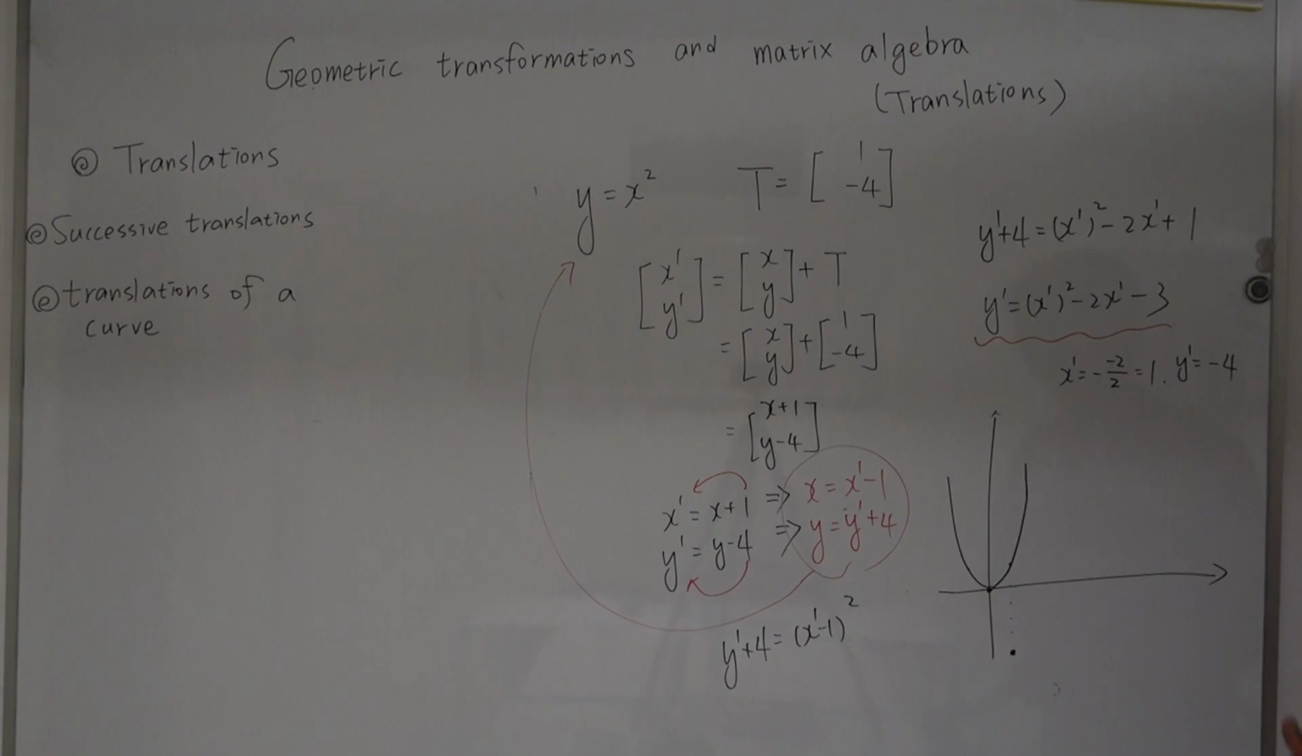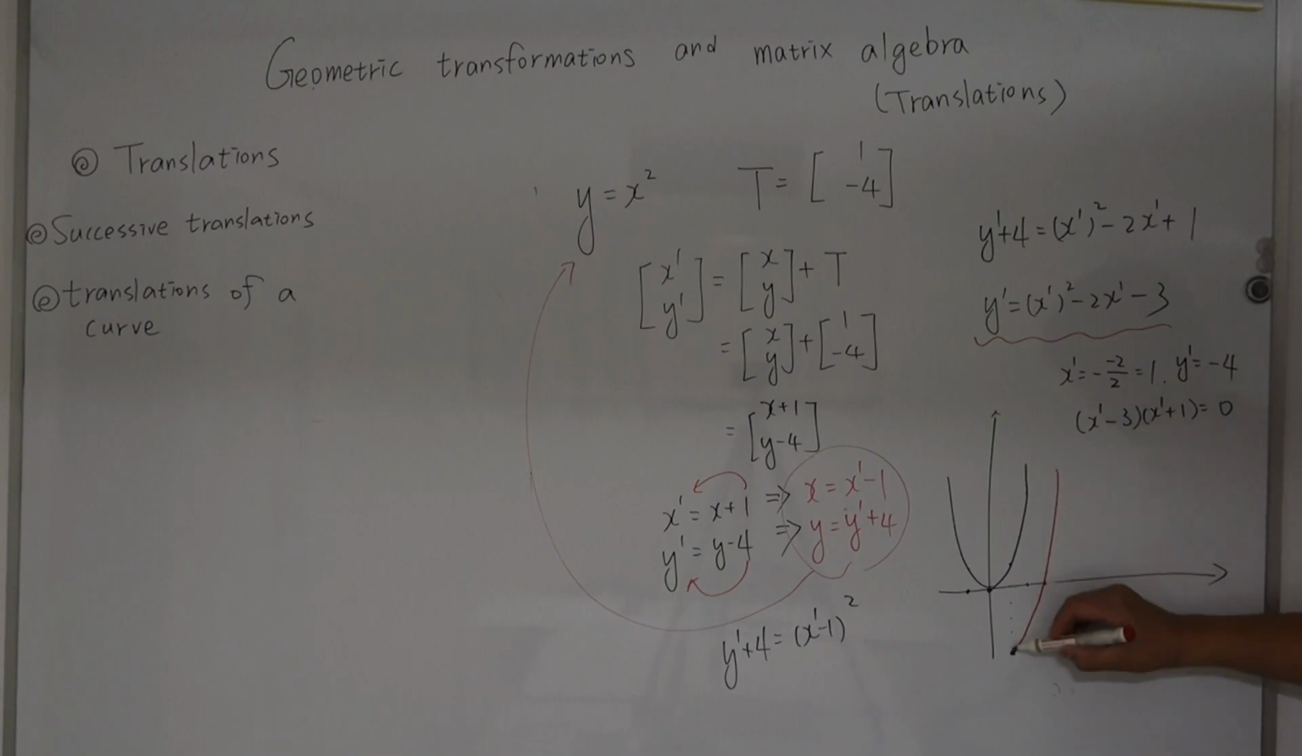Okay, the x-intercept: this one equals 0, so x' squared minus 2x' minus 3 equals 0. So I get (x' minus 3)(x' plus 1) equals 0. Therefore I get x-intercepts 3 and negative 1. If you forget how to find the turning point and x-intercept, please go back to year 9 and watch the video. Okay, I don't teach it here.